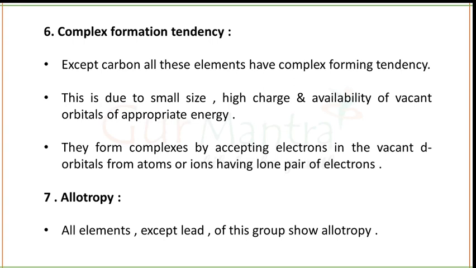Next is allotropy. All the elements except lead show allotropy. Now you may wonder what allotropy is. Allotropy means the ability that certain substances have to exist in more than one physical form. I repeat, allotropy is the property of some elements to exist in more than one physical form. For example, some allotropes of carbon are diamond and graphite, that we will study further.